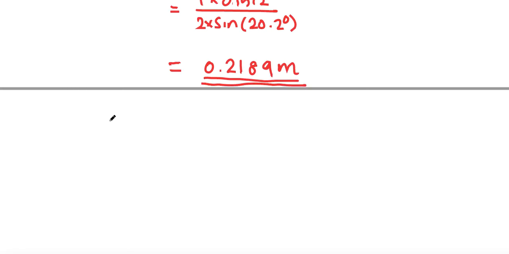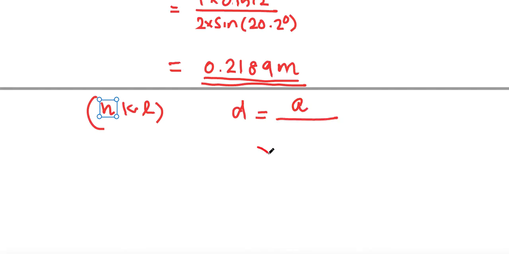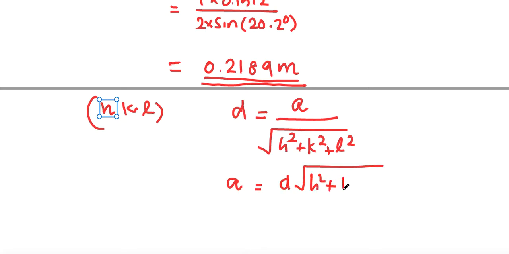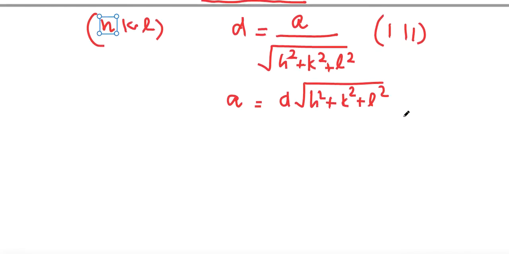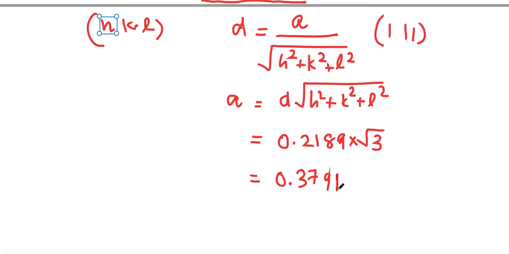Once you get the interplanar spacing, we know that if this corresponds to diffraction from the HKL plane, d is equal to a by root of h square plus k square plus l square. From this we can calculate a as d into root of h square plus k square plus l square. Here HKL is the 111 plane, and the value of d we have already obtained. So we have 0.2189 into root of 3, and this value we obtain as 0.3791 meters. Anyone who is watching the video, please check whether the values are right, and if I have made any mistake, you can point that out.